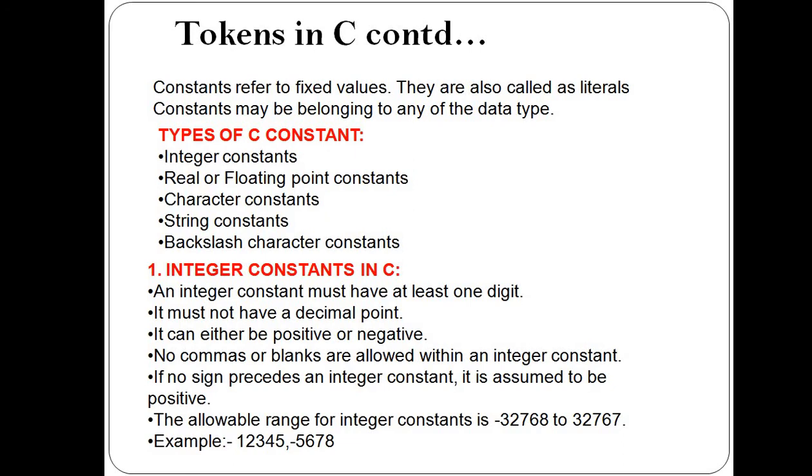A constant may belong to any of the data types. So there are basically some defined constants in C language. So what are the types? Integer constant, second is real or floating point constant, third is character constant, fourth is string constant, and the last is backslash character constant. So we will see one by one. Integer constant. Integer constant means what? It must have at least one digit.